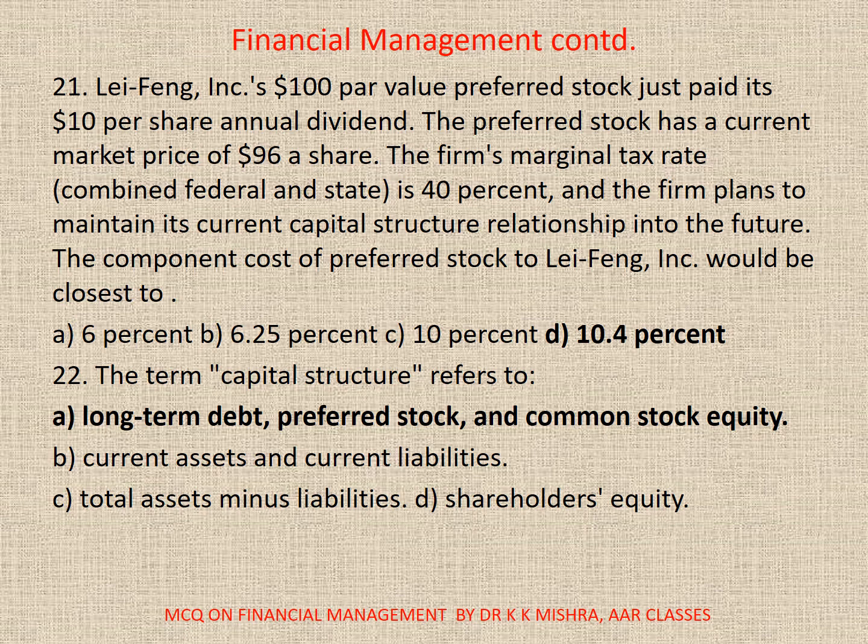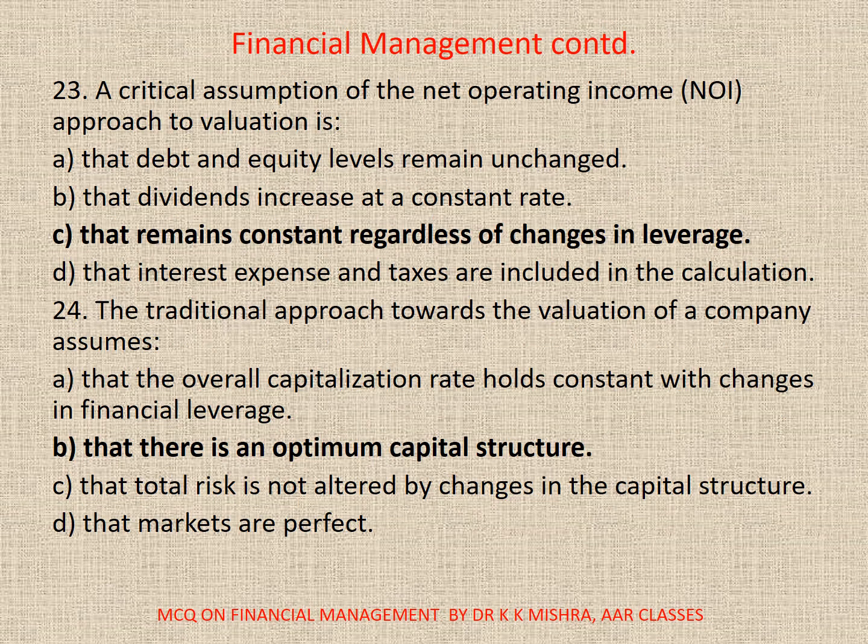22. The term capital structure refers to, correct option is A, long-term debt, preferred stock, and common stock equity. 23. A critical assumption of the net operating income (NOI) approach to valuation is, the correct option is C, that the cost of capital remains constant regardless of changes in leverage.